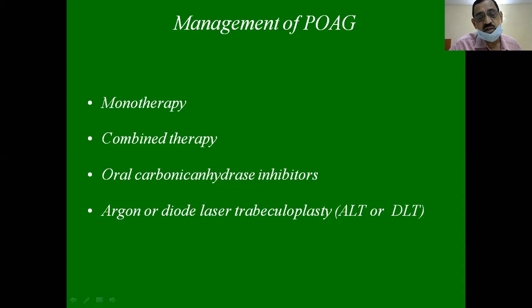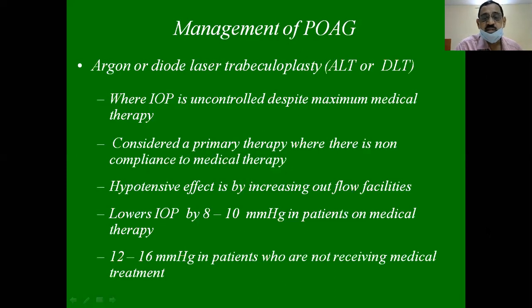And suppose if the patient is not getting controlled with the maximum tolerable medical treatment, or suppose if the compliance is not proper, in such cases we may do trabeculoplasty, and argon or diode laser trabeculoplasty or selective laser trabeculoplasty can also be done. Argon laser or diode laser or selective laser is used when IOP is uncontrolled despite maximum medical therapy, and is considered a primary therapy when there is non-compliance for medical therapy, as I already mentioned.